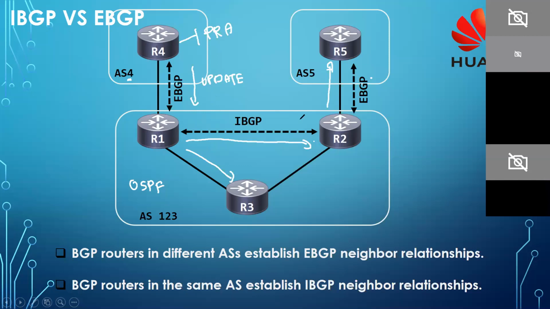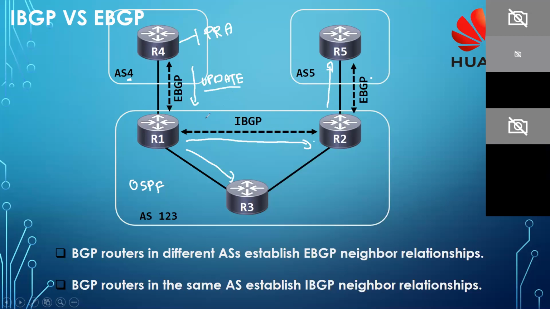So this is why we need iBGP. There is another reason: in the update, every prefix has path attributes. If we redistribute BGP into OSPF, the path attributes will be lost, so we will lose all the benefits of BGP. This is why we need iBGP. iBGP will permit us to advertise a route across our autonomous system.